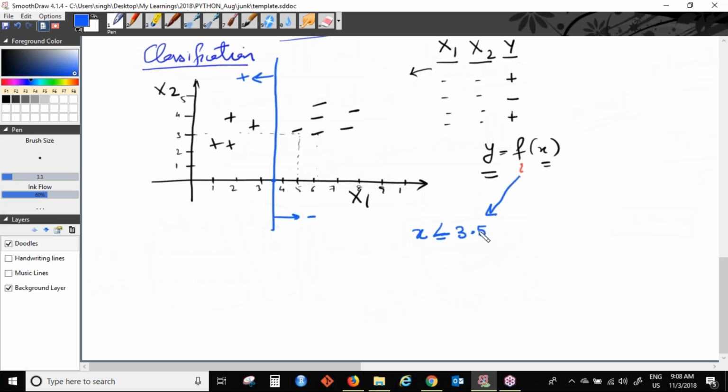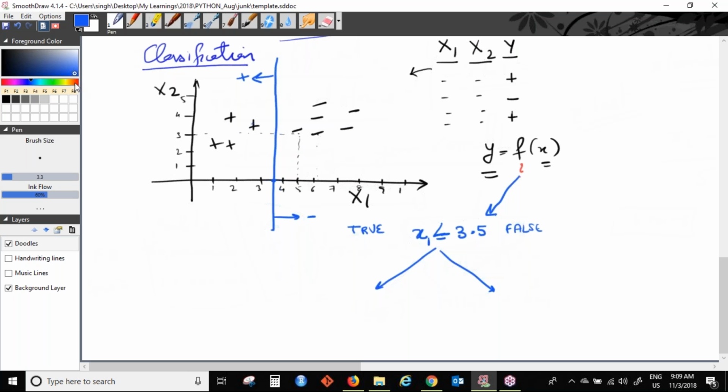x is less than or equal to 3.5, which looks like this if you draw it here. Now this will have two answers. It will either be true or it will be false for different values of x1. For different values of x1, this will either be true or false. 3.5 here is the mid between this and this. Okay, it is the center.